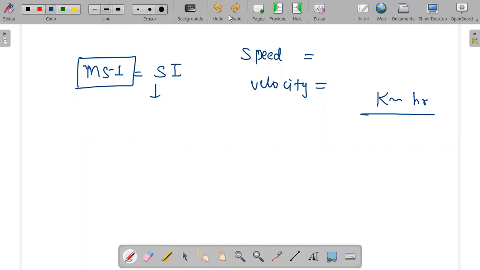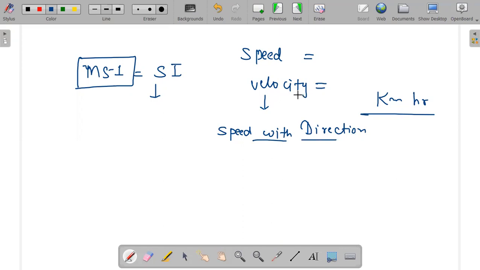Now we know what is velocity. What is velocity? Velocity is speed with direction. Okay, what is velocity? Velocity is speed with direction. Same thing, we know this.